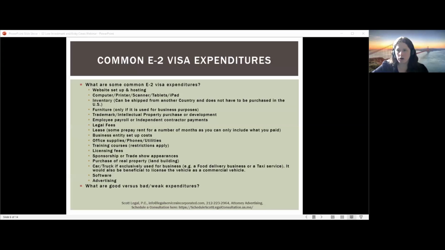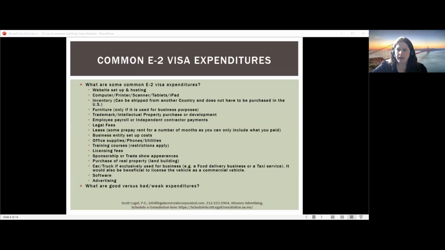Similarly, with a car or vehicle, very commonly people want to include this cost. If it is absolutely necessary for the type of business, like a food delivery truck, a taxi service, or a construction company where you need to haul lumber, usually where the vehicle is going to be insured with commercial insurance, or may even be wrapped with advertising, those types of vehicles, yes, those can be included.